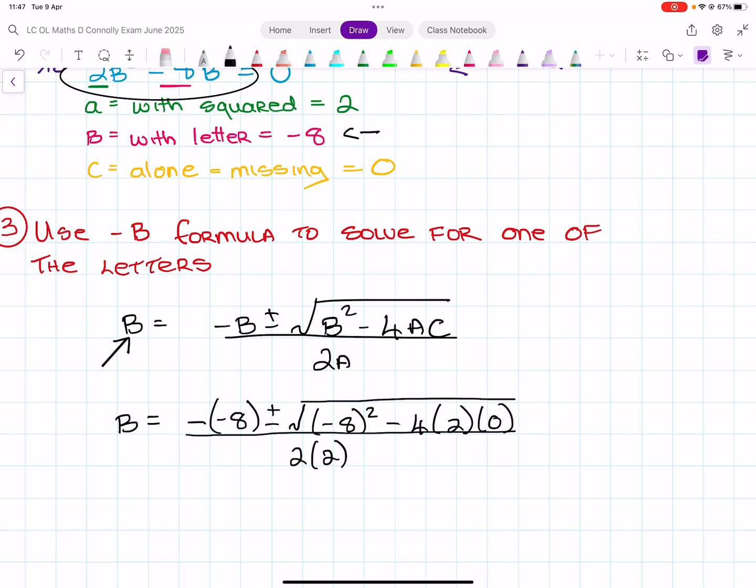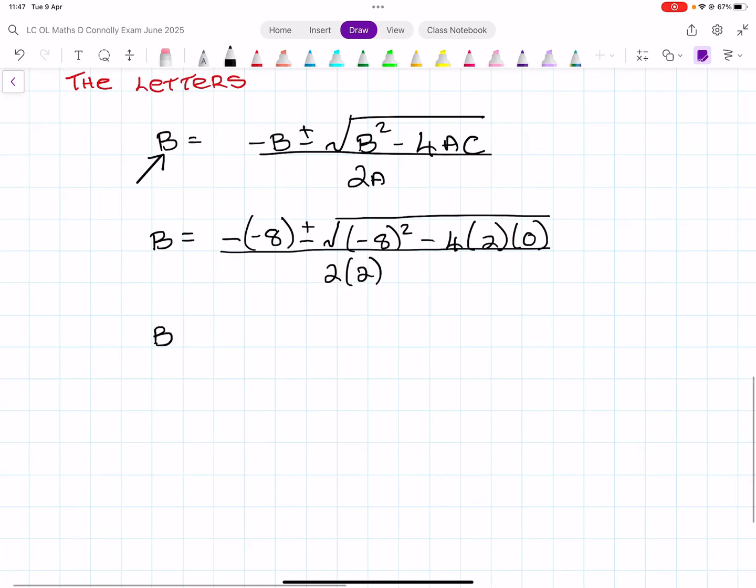So I'm going into my calculator with that. I'll get one value for B with the plus and another value for B with the minus. So minus bracket minus 8 plus the square root bracket minus 8 squared minus 4 bracket 2 bracket 0 over 2 bracket 2. So the plus is giving me 4. And then delete, change it to a minus. This is giving me 0.